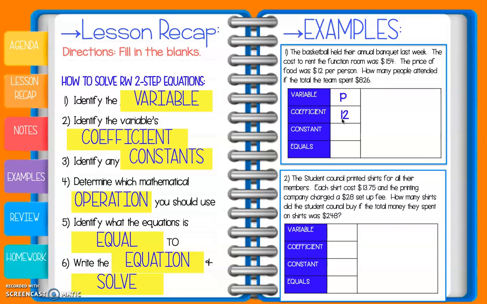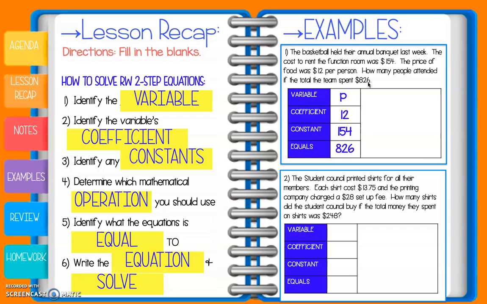Then we need to dig in and see if there's a constant. We need to see if there's anything in this problem that we're going to add on or subtract no matter what. And we see that our constant is going to be $154 because we're going to have to pay that $154 no matter if one person comes to the banquet or if we have 200 people at the banquet. Okay. Now, we also see that the total price the team spent was $826. So that's what our equation is going to be set equal to. It's going to equal 826.